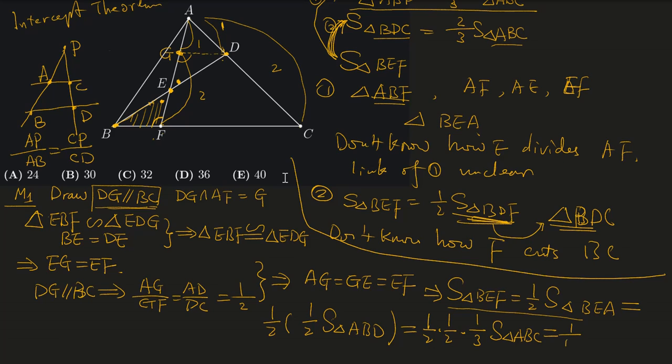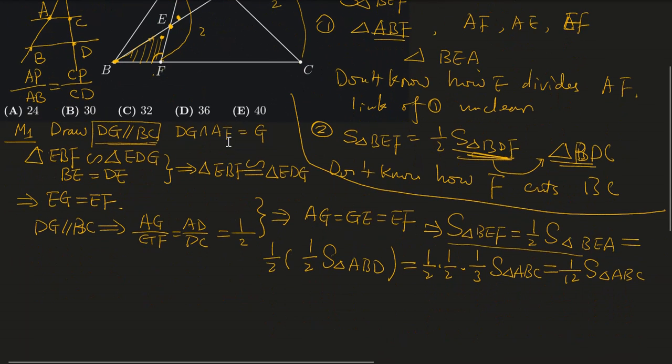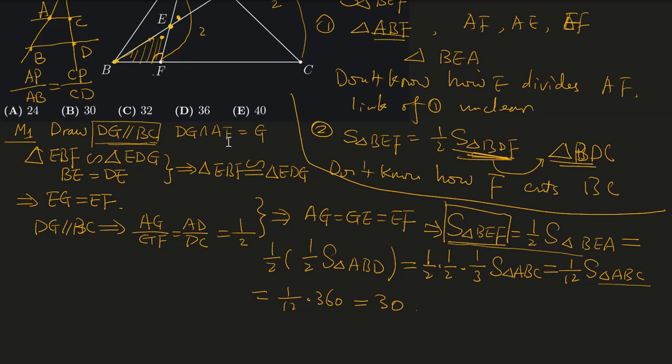Therefore, that equals 1/12 of the area of ABC. And that equals 1/12 times 360, right? The area of triangle ABC equals 360. Therefore, this equals 30. Then we get the area of our triangle, the shaded part, equals 30. So our answer is B. So that's our method 1.